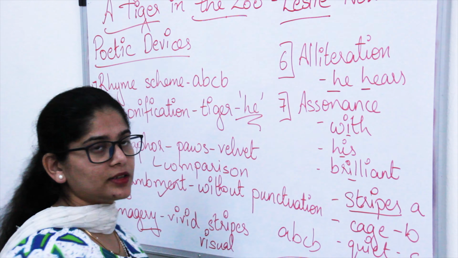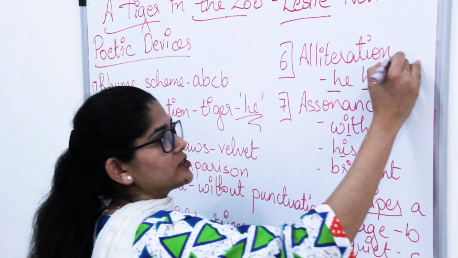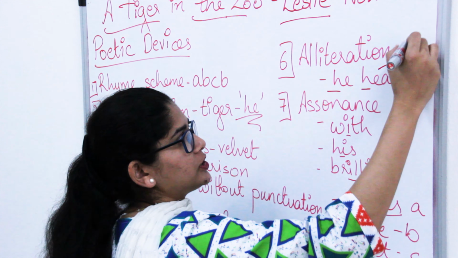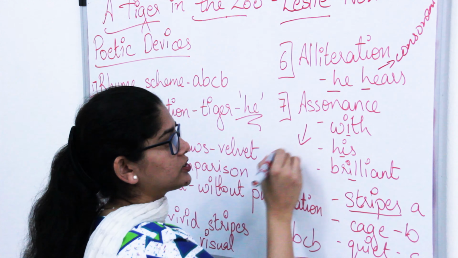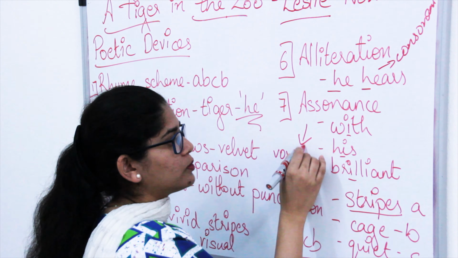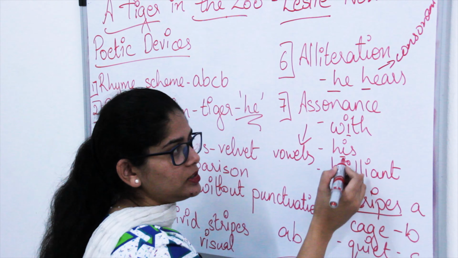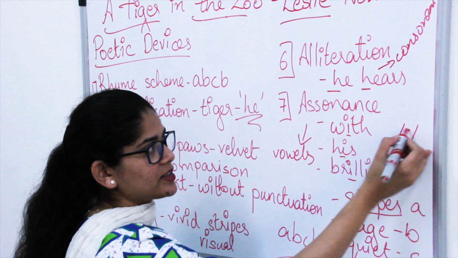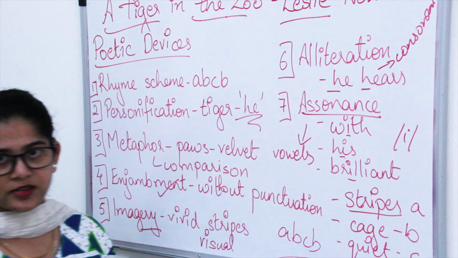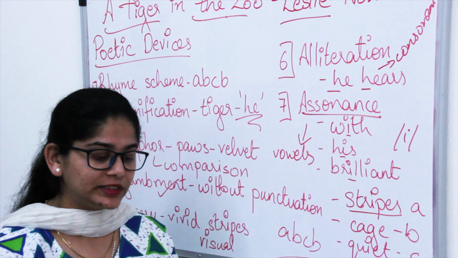Now assonance. Assonance, same thing, is the repetition of the vowel sound. Alliteration is the repetition of consonant sounds, and assonance is actually the vowel sounds in between. With, his: the E sound is repeated, and that's why it's called assonance. So these are the poetic devices of the poem. I hope it's clear for you.